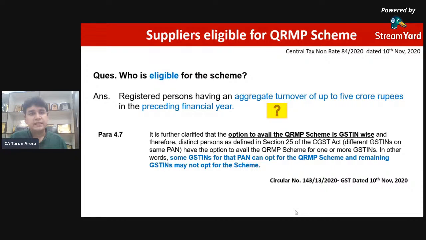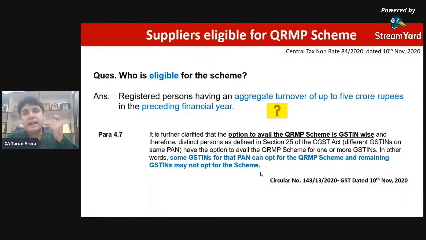10th November को ये notifications आई थी जिसमें ये QRMP scheme notify हुई थी. उसी दिन एक circular issue हुआ to explain the QRMP scheme. And there was a paragraph over there, para 4.17, which said, I am reading it verbatim, it is further clarified that the option to avail the QRMP scheme is GSTN wise, and therefore distinct persons as defined in section 25 of the CGST Act have the option to avail the QRMP scheme for one or more GSTNs. In other words, some GSTNs for that person can opt for QRMP and remaining GSTNs may not opt for that scheme. यानी ये कह रहा है कि एक ही टैक्स पेयर है, एक ही रजिस्टर, मतलब एक ही पैन है, उस पैन पे मल्टीपल जीएसटीएंस हैं, कुछ जीएसटीएंस क्यूआरएमपी ले सकते हैं और कुछ रजिस्ट्रेशन क्यूआरएमपी नहीं ले तो भी वो सफिशिएंट कंप्लायंस है.